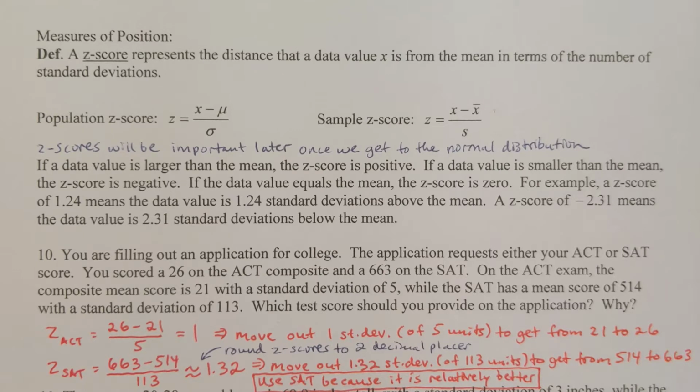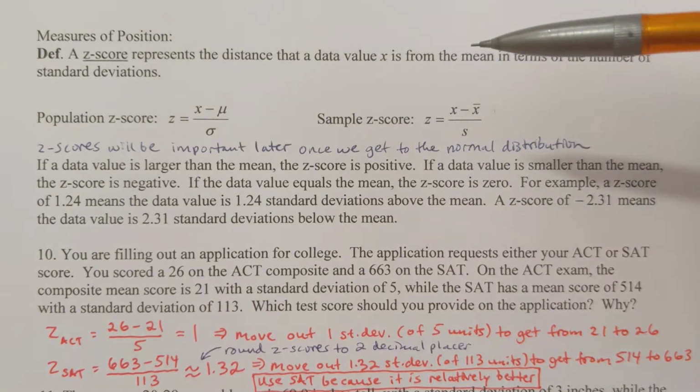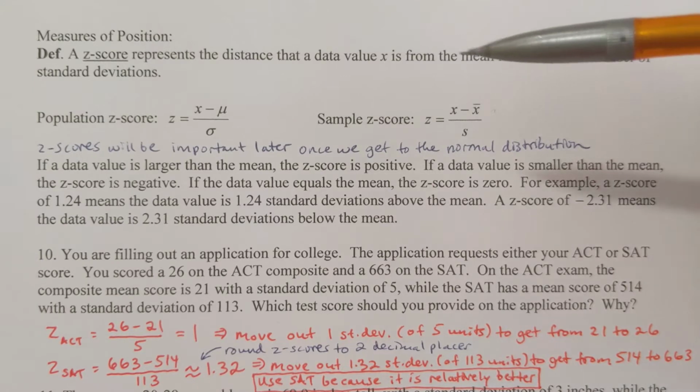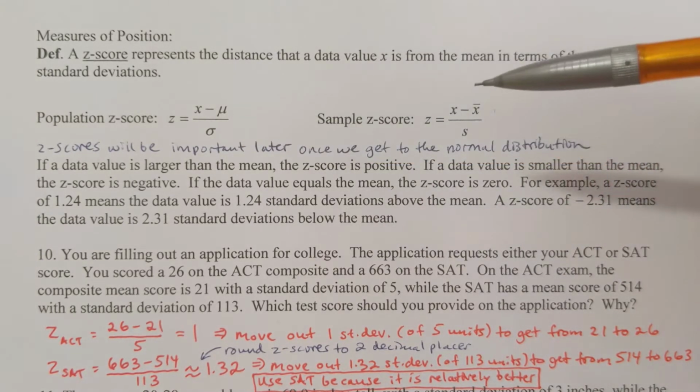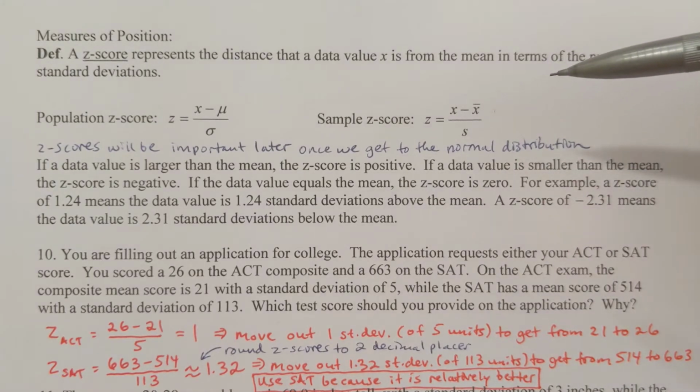All right, we'll start off with the z-scores first. A z-score represents the distance that a data value x is from the mean in terms of the number of standard deviations. Just like some of this other stuff, we've got population z-scores and sample z-scores. Now the formula is the same. It's just making sure you got the right symbol. When you find a population z-score, it's going to be x minus mu over sigma. When you find a sample z-score, it's going to be x minus x bar over s.